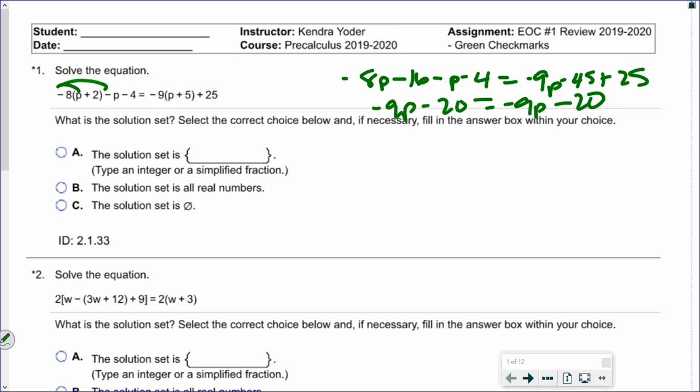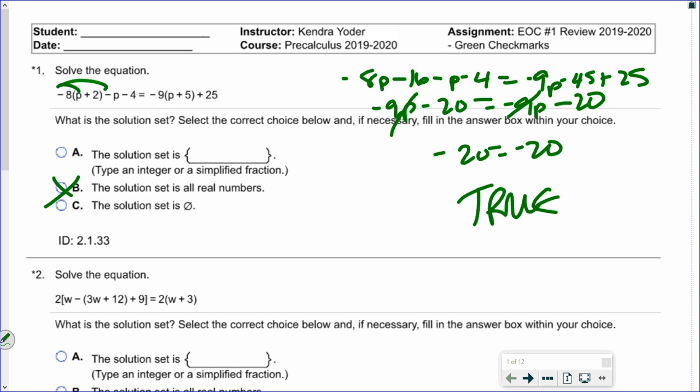The key to success on this is for you guys to acknowledge as fast as you possibly can that the left-hand side is exactly the right-hand side. Those cancel out. Negative 20 equals negative 20. You didn't have to show that, but this is a true statement, always and forever, which leads you to believe what is the solution set? All real numbers. Do we understand that problem?